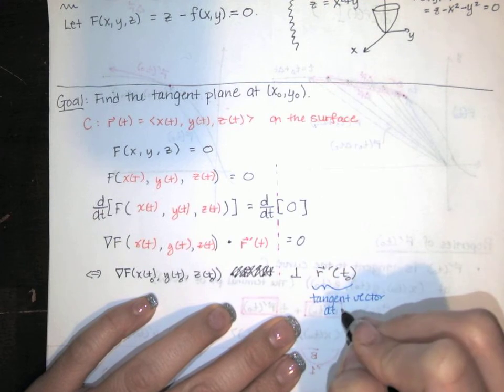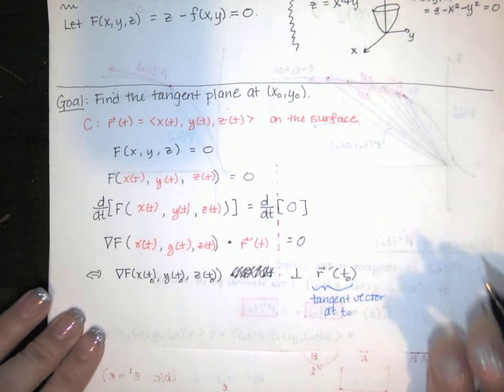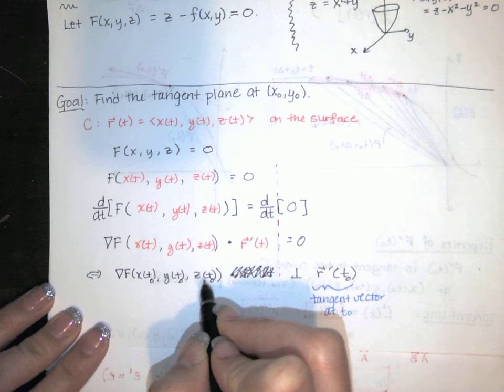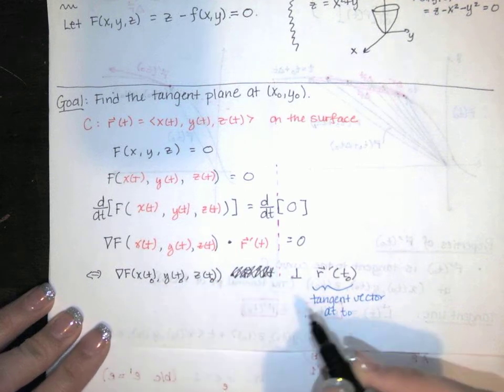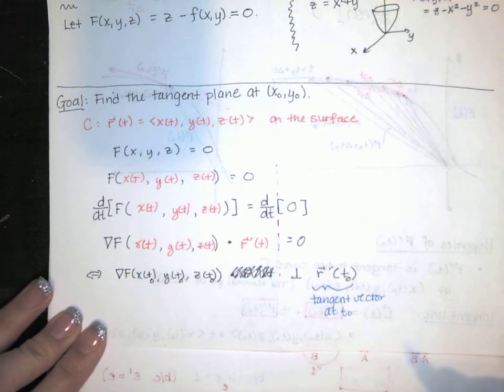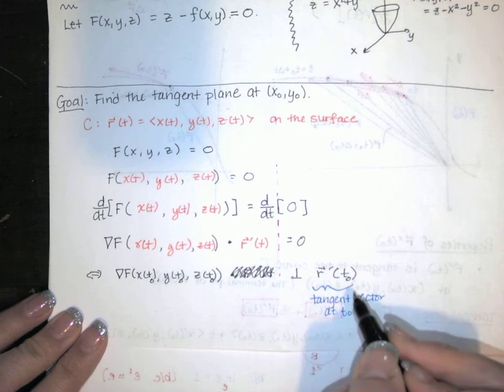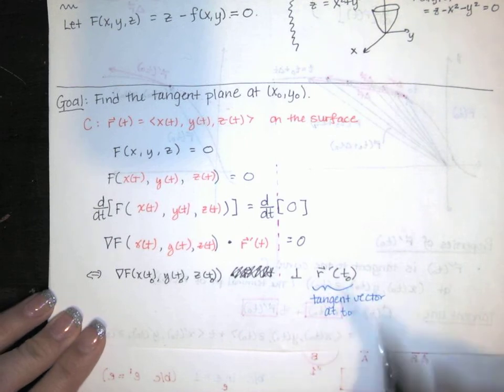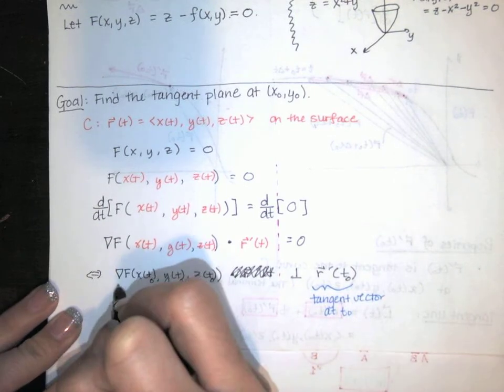And we're evaluating it at t naught. So this is telling us that the gradient evaluated at x naught, y naught, z naught is perpendicular to that particular tangent vector at x naught, y naught, z naught, which is the same as evaluating the tangent vector at t naught.